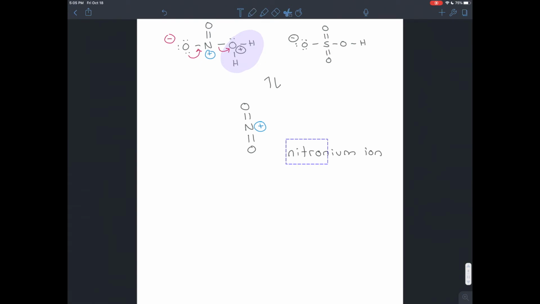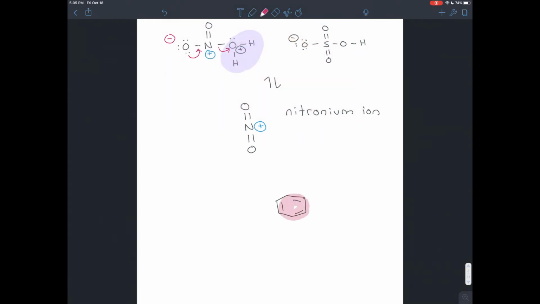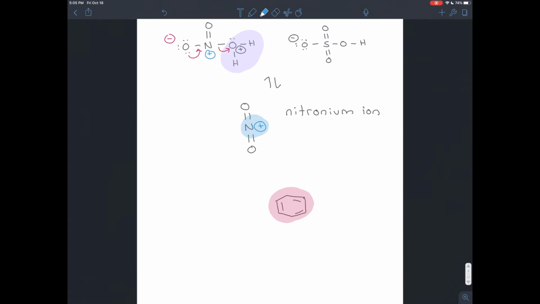So we can take that amazing electrophile and react it with benzene. Benzene has those three conjugated pi bonds in a ring. Because you have those pi bonds, this is a nucleophile. We have our fully positive charged electrophile here, and so we have nucleophilic attack. The pi electrons go in and attack the nitrogen.